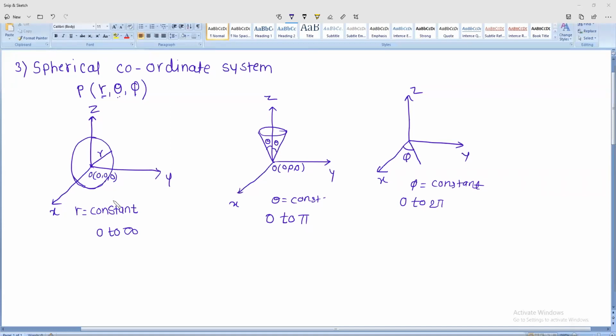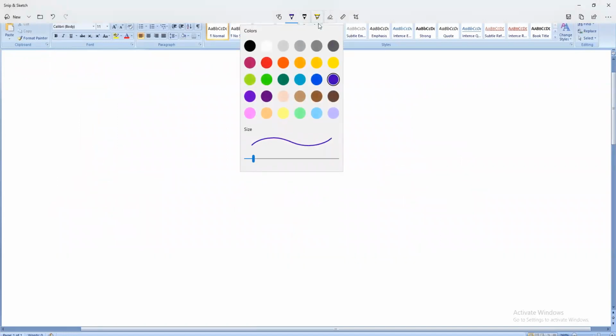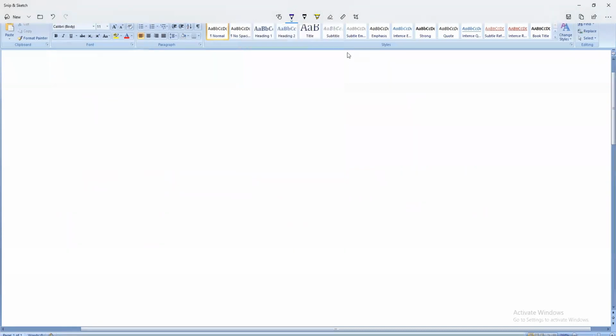Before that, we'll also see the unit vectors of the spherical coordinate system. Can I erase this? Okay, I'm erasing this screen. Now see the unit vectors.